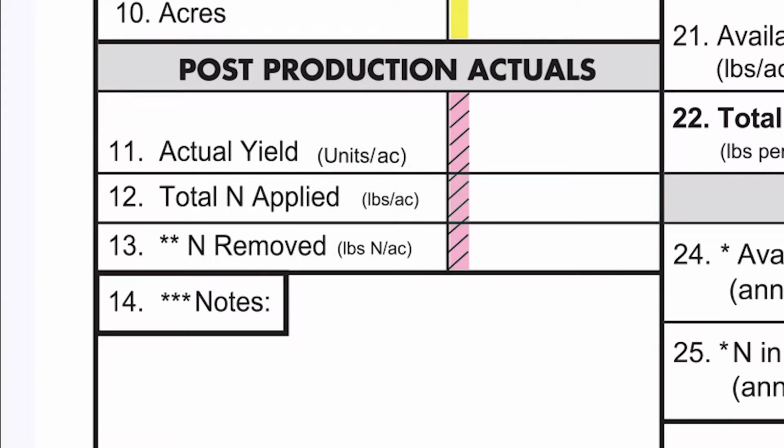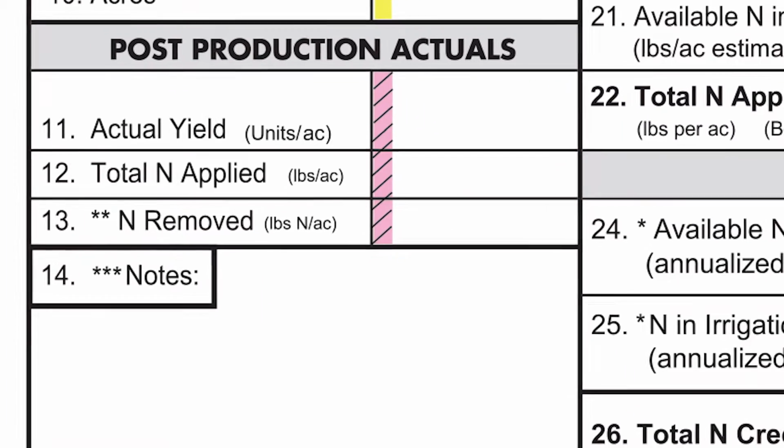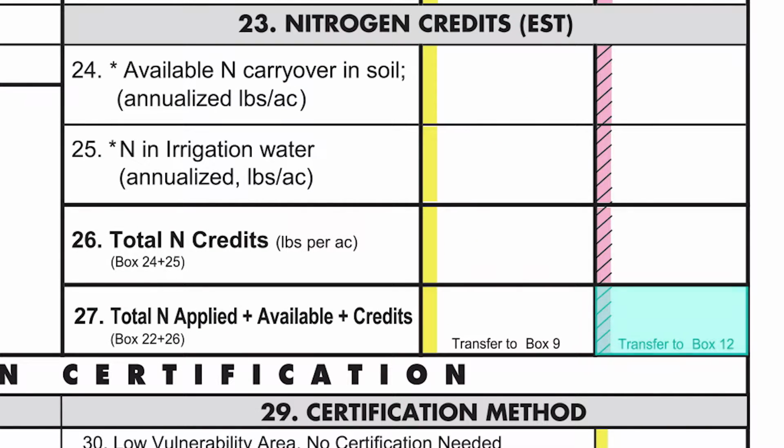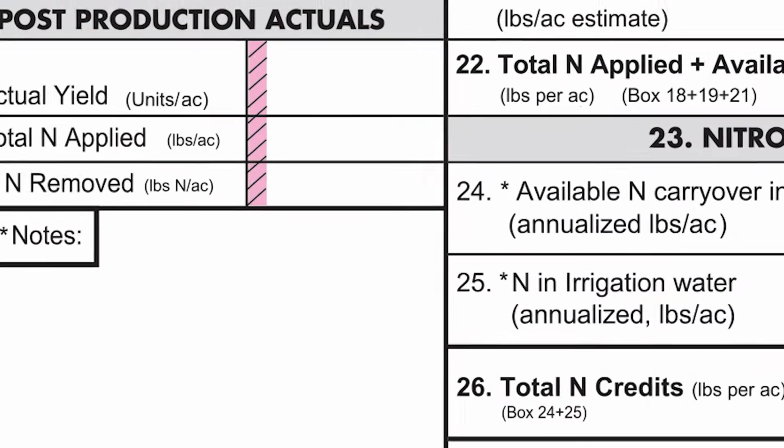In box 12, enter the total nitrogen applied in pounds per acre. This should be equal to the number indicated in box 27, column 16. More on that total in a minute.